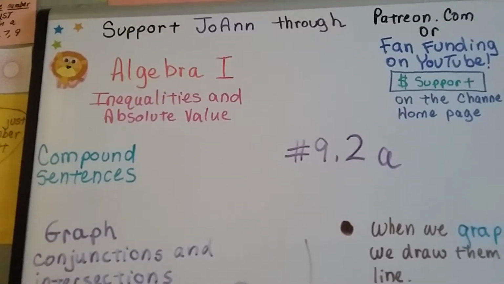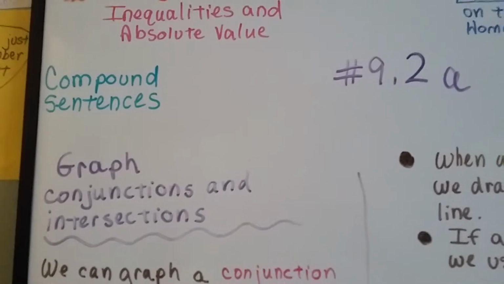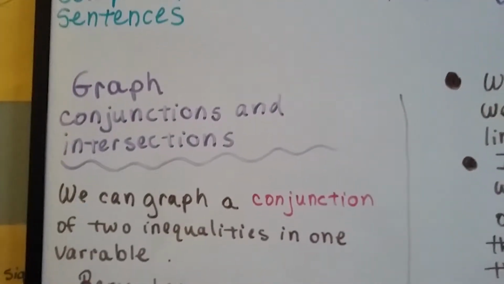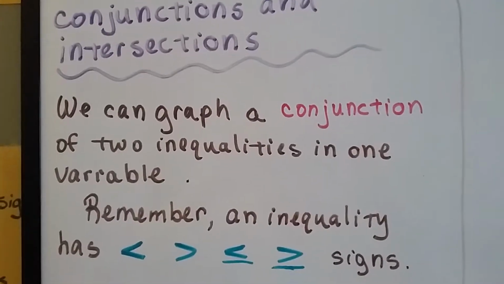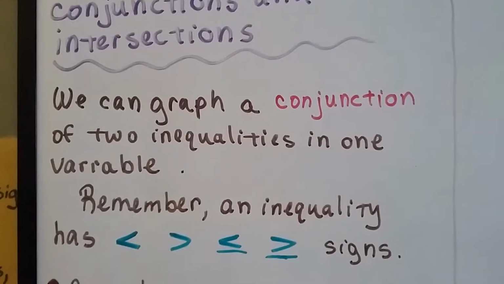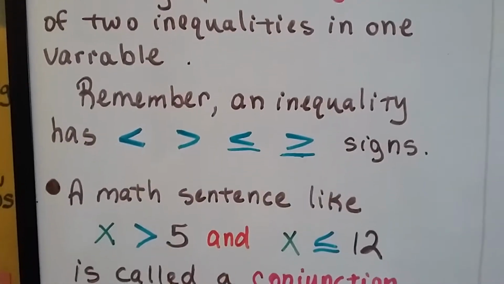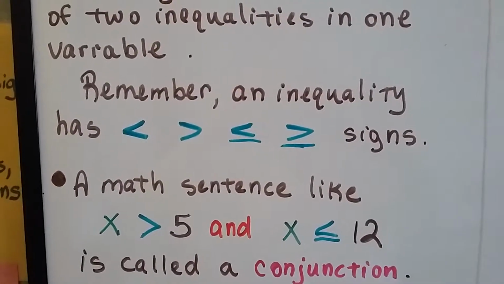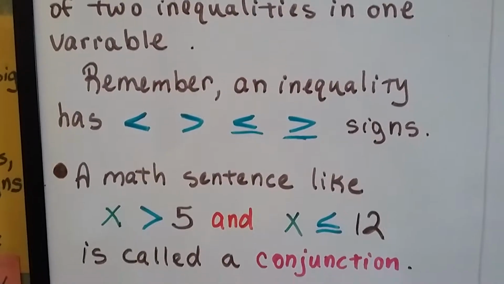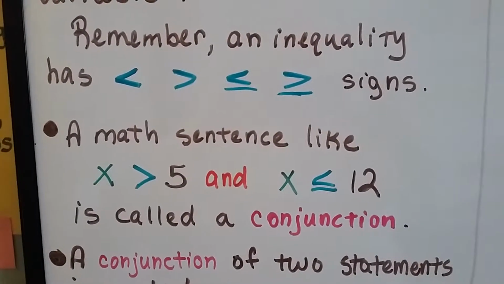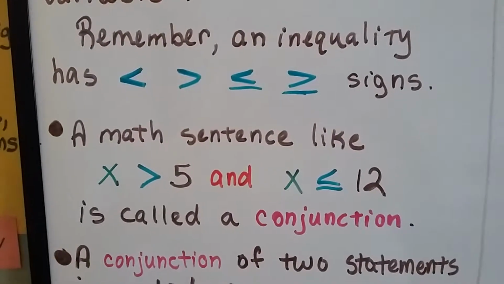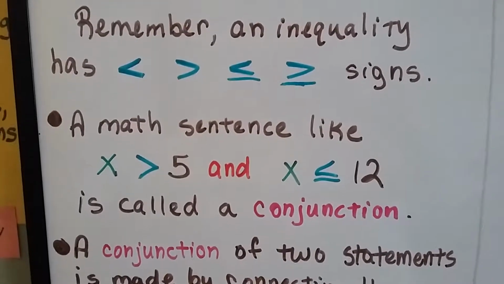Algebra I 9.2a. This unit is about compound sentences, and we're going to talk about graphing conjunctions and intersections. We can graph a conjunction of two inequalities in one variable. So remember, an inequality has a less than, greater than, less than or equal to, greater than or equal to sign. And a math sentence like x is greater than 5 and x is less than or equal to 12 is called a conjunction. We can tell because of that word and in the middle.